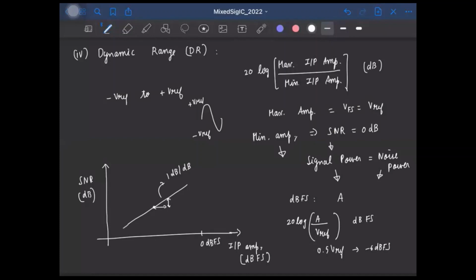Okay, and in this plot you find where the SNR is 0 dB, right? And you find that this is the minimum amplitude, and this range is the dynamic range in dB. Fine.